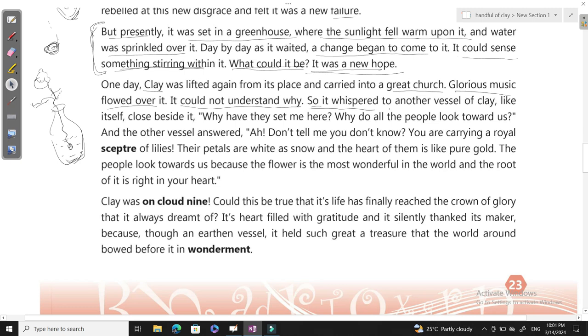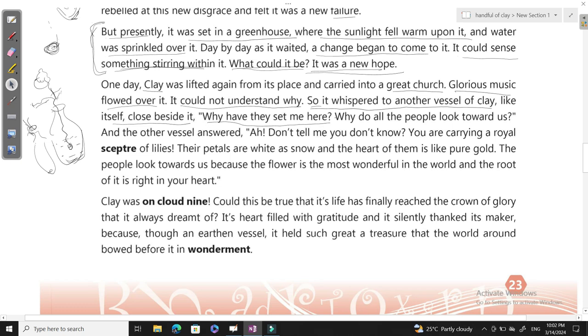So it whispered to another vessel of clay like itself close beside it. Whispered means we talk very slowly. The pot talked with the other pot kept nearby and asked, why have they set me here?